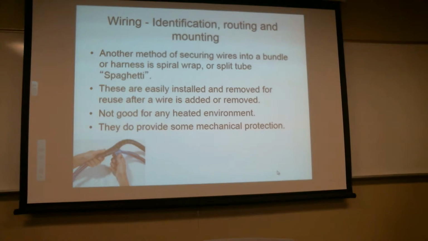Spaghetti, which is sort of a pre-made semi-conduit, spiral wrap, split tube, etc. My problem with that is, again, unless you can come up with some mil-spec, and I think there actually is some mil-spec stuff, it's not cheap. Most of this stuff is polyvinyl chloride. Polyvinyl chloride does not do heat well. It's around 220, 230 degrees and it's getting really soft. How many places in an airplane are at 230 degrees?